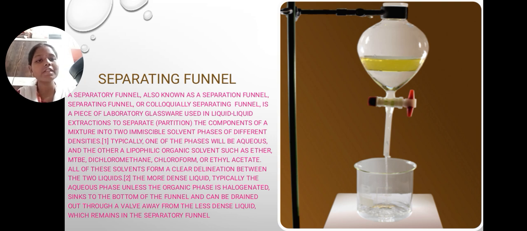All of these solvents form a clear separation between the two liquids. The more dense liquid, typically the aqueous phase, unless the organic phase is halogenated, sinks to the bottom of the funnel and can be drained out through a valve, away from the less dense liquid, which remains in the separating funnel.